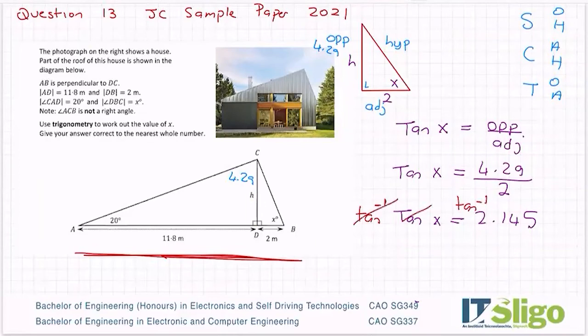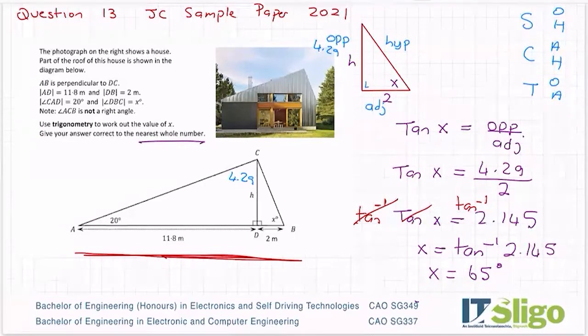And what you'll find on the left is that tan and tan inverse cancel. So you're left with x, the angle, being equal to tan inverse of 2.145. So put that into the calculator. So hit shift and that tan button to get tan inverse 2.145. And I am getting x being equal to 65.005 degrees, 65 degrees because it's to the nearest whole number. So that's equal to 65 degrees.